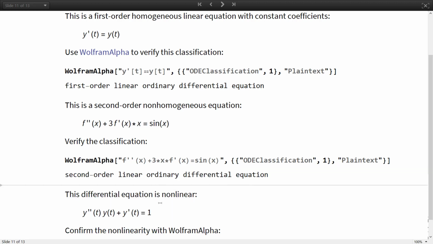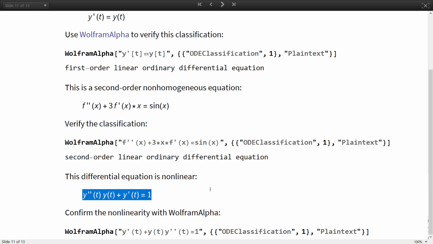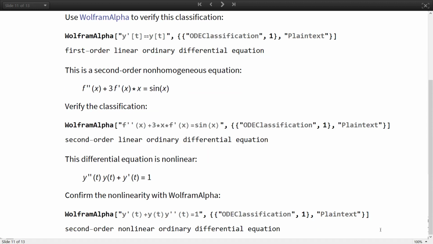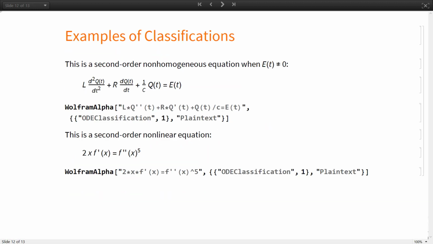Next, we have the differential equation here. We can see that this differential equation is a nonlinear equation. It is nonlinear because of the product of the second derivative of y with y of t. Wolfram Alpha again confirms this identification. Let's now consider the differential equation here. This is a second-order, non-homogeneous differential equation when the function e of t is not equal to 0. Checking with Wolfram Alpha confirms this classification.